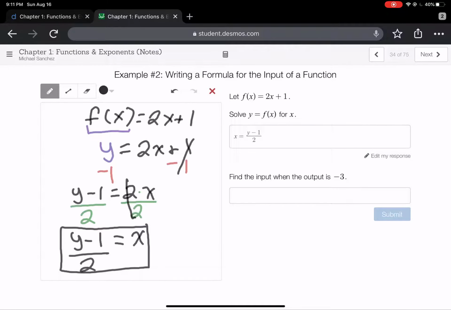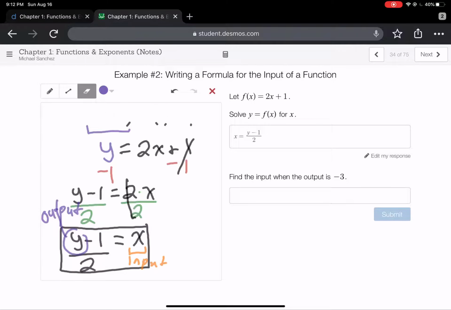All right, and then there's the second part of the question. It's asking me to find the input when the output is -3. So I need to find the input, this x. When the output, which is always y, is -3, they want me to replace the y with -3 and then see what the x value is. I'm going to go ahead and give myself some space right here.